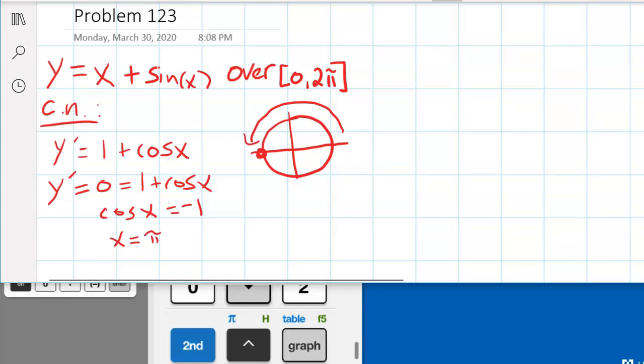So to test for absolute maxes and absolute minimums, we need to look at the critical numbers and the endpoints. So we'll look at y at 0, y at pi, and y at 2 pi. 0 and 2 pi are the endpoints of the interval, and pi is the critical number. This is simple enough. We can just input this into the equation. When you input 0 into the equation, you get 0 plus sine of 0, which is 0. Inputting pi into the equation, you get pi plus sine of pi, which will be pi. And inputting 2 pi into the equation, 2 pi plus sine of 2 pi is 2 pi.